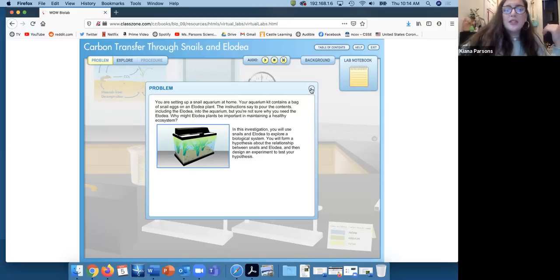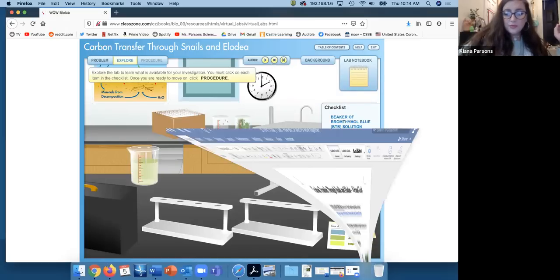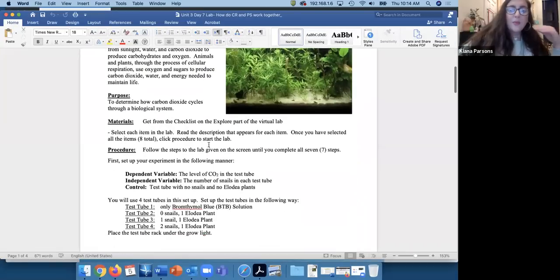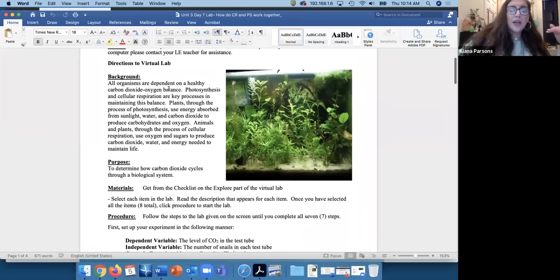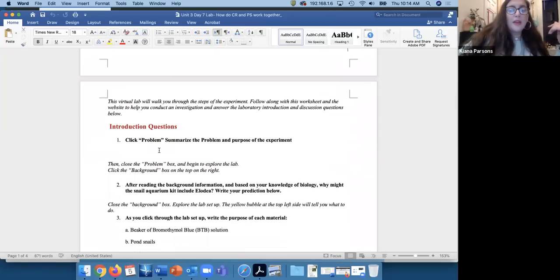The way you're going to do this: explore the lab to learn what is available for your investigation. You must click on each item in the checklist. Once you are ready to move on, click Procedure. Okay, so you're here. This part, background, we're actually going to read in a moment on the screen. This shows you how to set up the investigation, but I'm going to do all of that. But here, the introduction questions. So number 1, we're going to click problem, and then you're going to summarize the problem and purpose of the experiment.